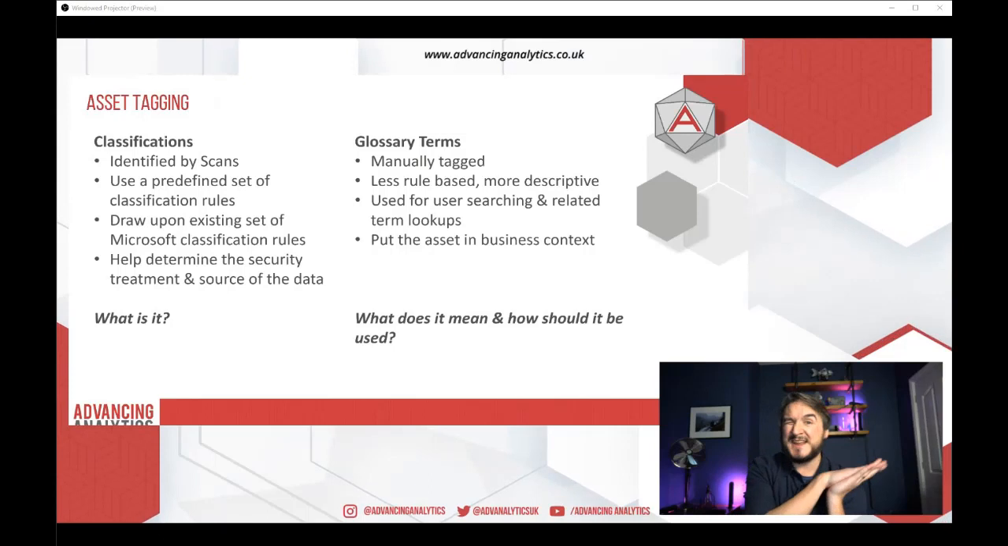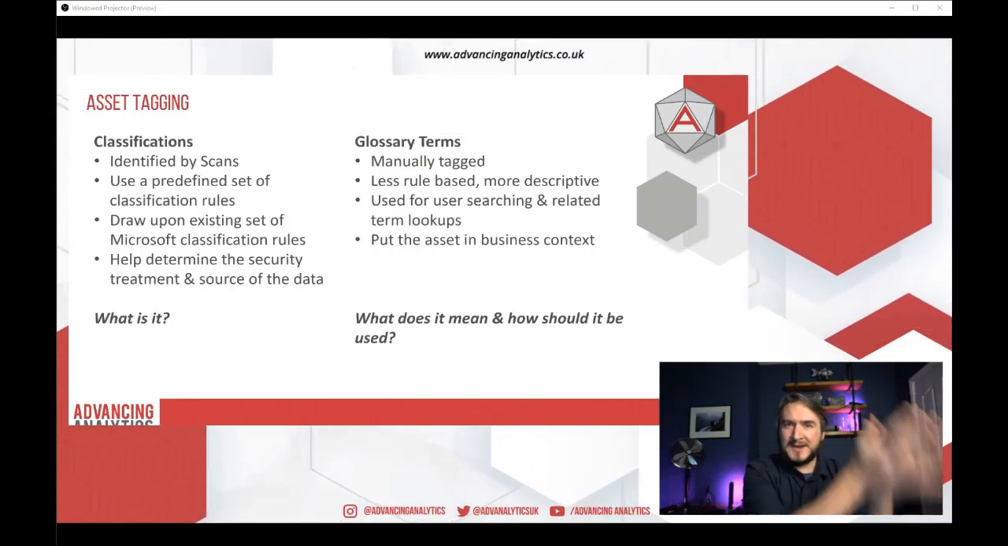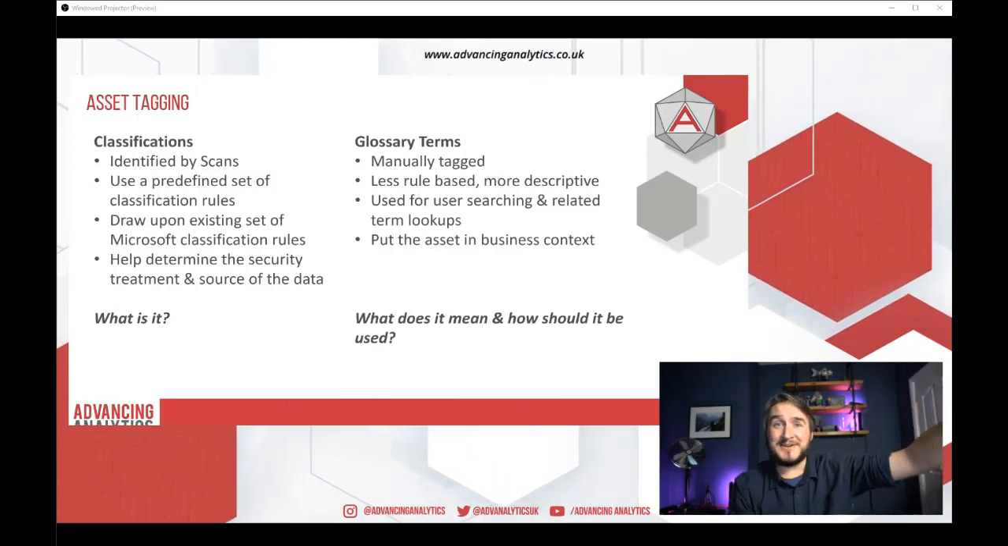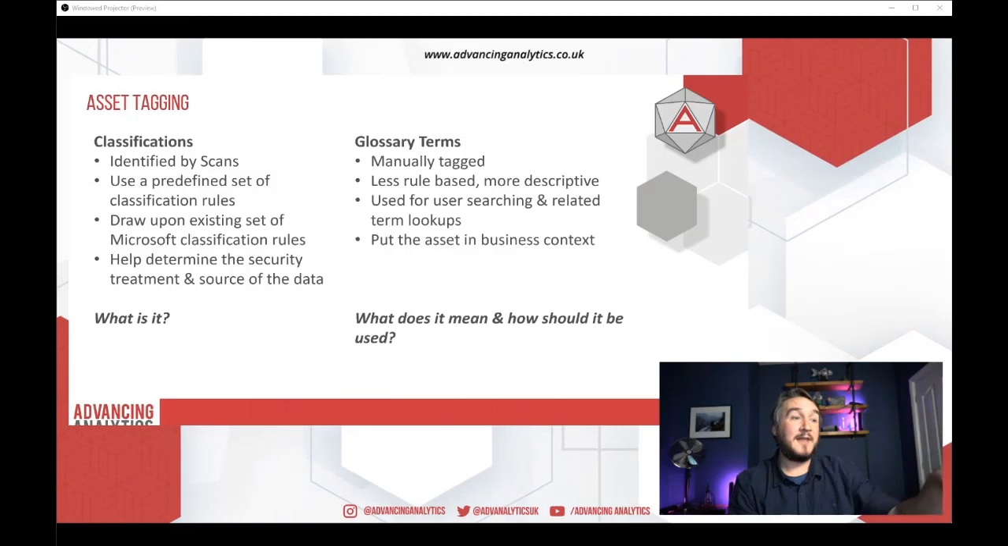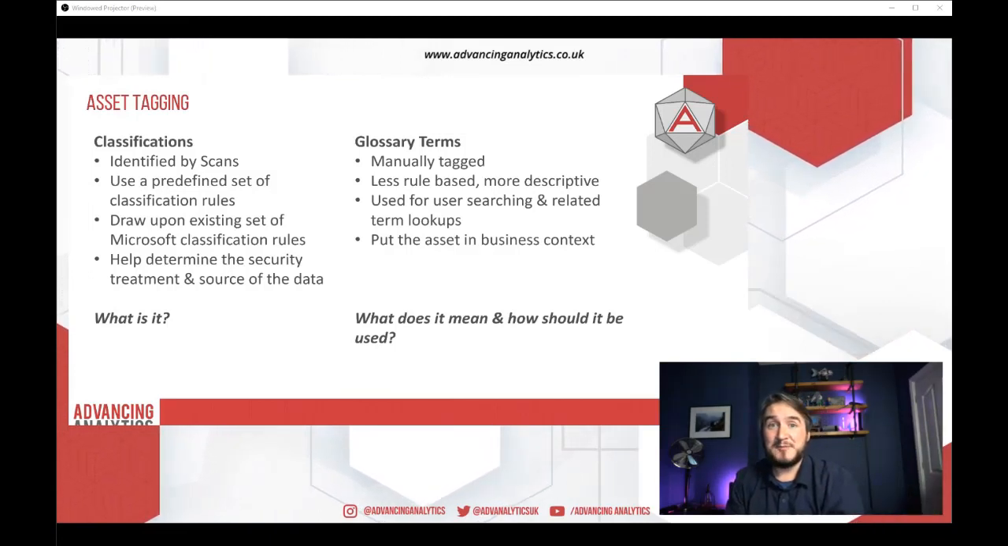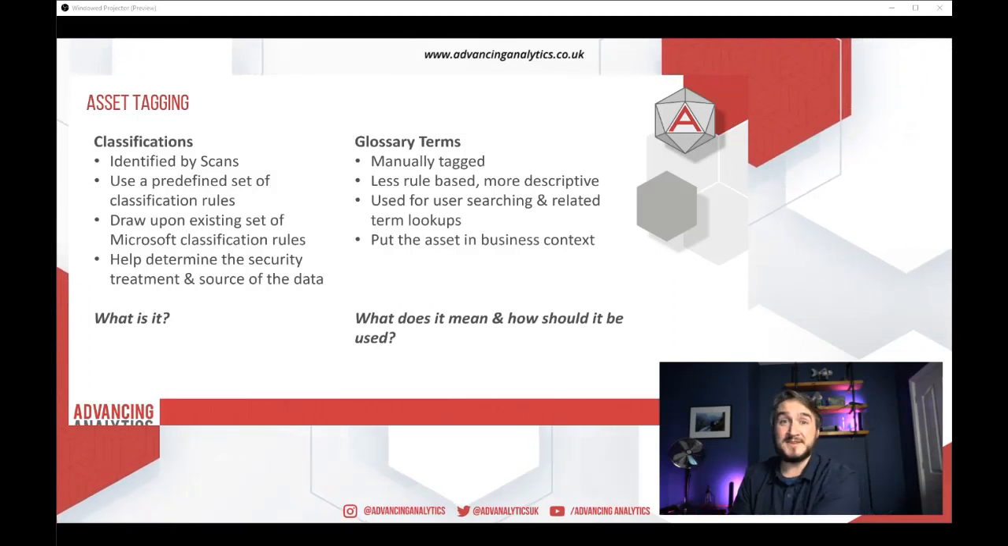I've got classifications, and that's all the what. So when I scan, it's going to say, these are my classifications. That's an email address, that's a bank card, that is a social security number, that's whatever it happens to be. And they can be identified programmatically, but that doesn't give us context. That doesn't give us what it means inside the business.